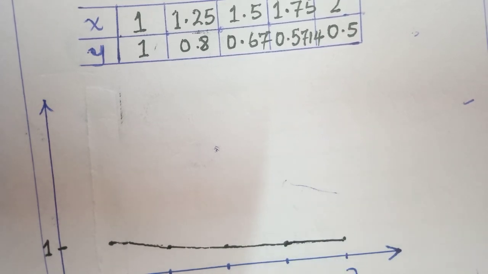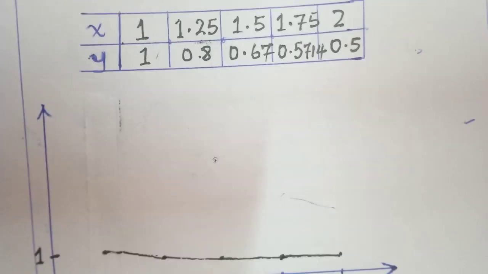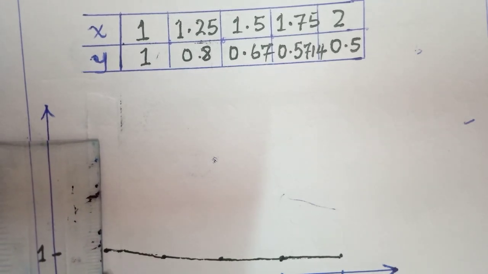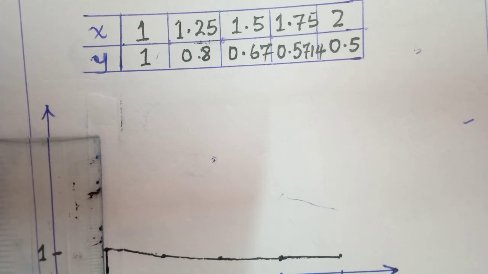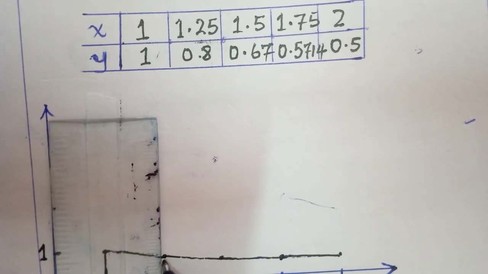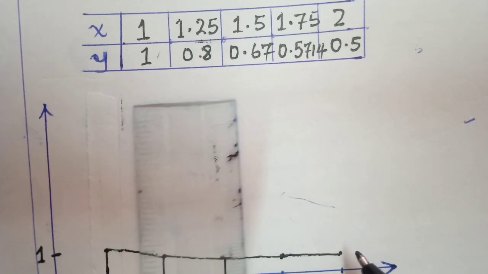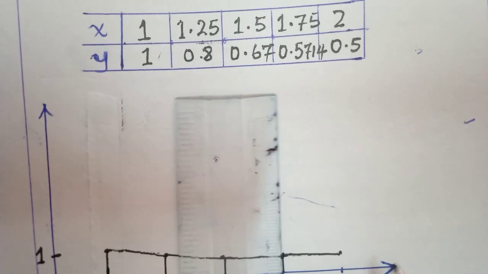That is our curve. And we can also show the ordinates for that curve. The ordinates for that curve are as given below. This is the first ordinate. We have the second, we have the third, fourth, and fifth.